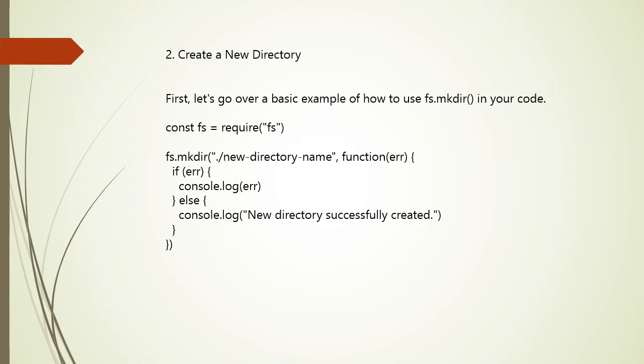So we use the fs module and then pass the path of the new directory as an argument to the fs.mkdir function. A callback function is also passed as an argument to the function. If no error occurs, the directory is successfully created. When you run the code, either a success or error message will be logged.